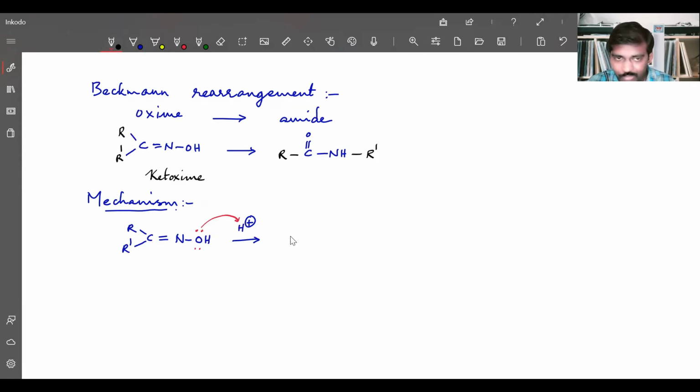So let us see what is happening now. Here R and R dash and double bond N, and this OH is now attached with H plus ion. So oxygen gets the positive charge. So it leads to the removal of the water molecule. This water molecule comes out of it. When the water molecule is coming out, what happens? Nitrogen gets the positive charge because that oxygen takes the sigma bond with it. So I get a positive charge on nitrogen now.